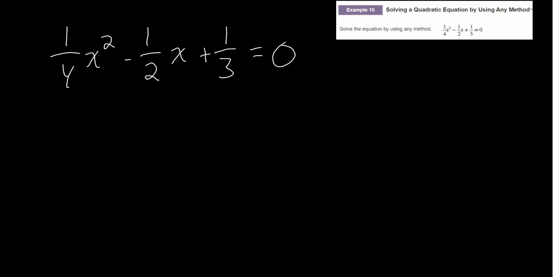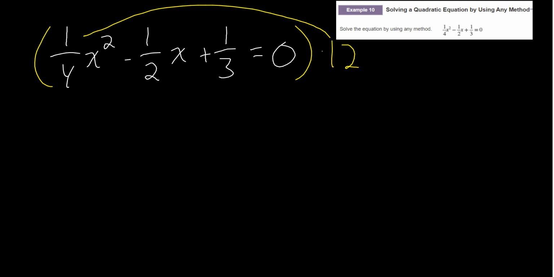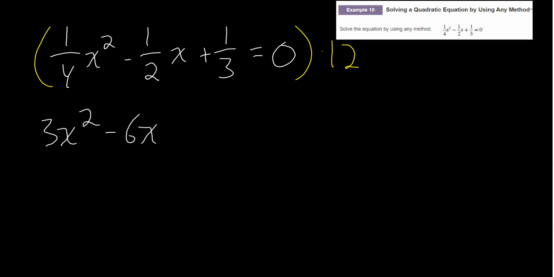All right, so let's just write that out and see what it looks like real fast. Okay, so the smallest number all three of these will go into looks like it's going to be 12. So I'm going to multiply this entire problem by 12. And we just distribute, and the equal sign is in the middle, and 12 times 0 is still going to be 0. So if we multiply this entire problem by 12, we end up with 3x squared minus 6x plus 4 is equal to 0. Okay, so that's pretty easy.